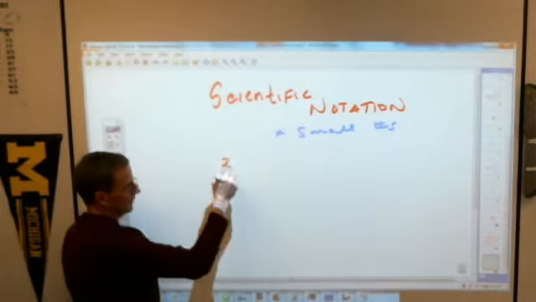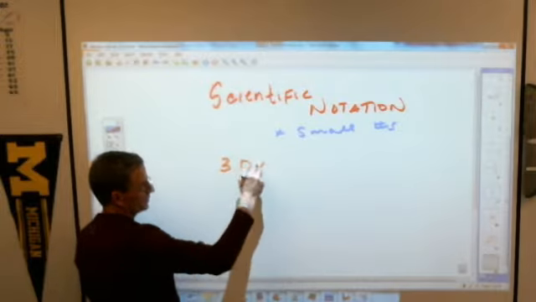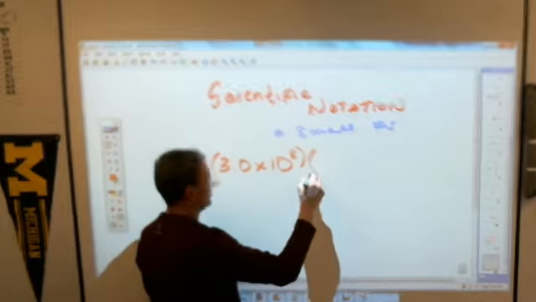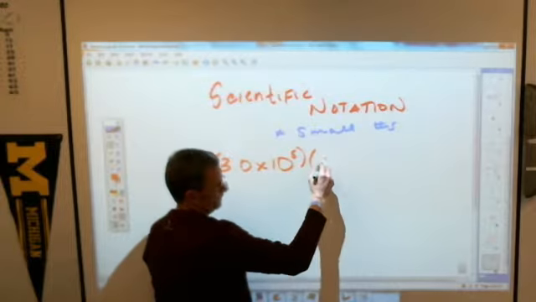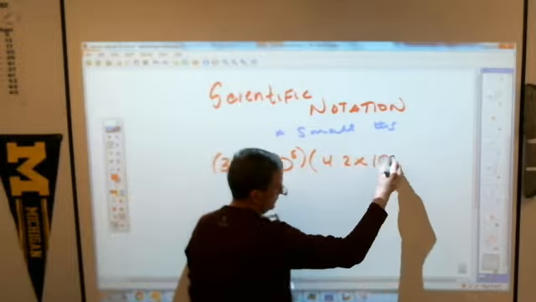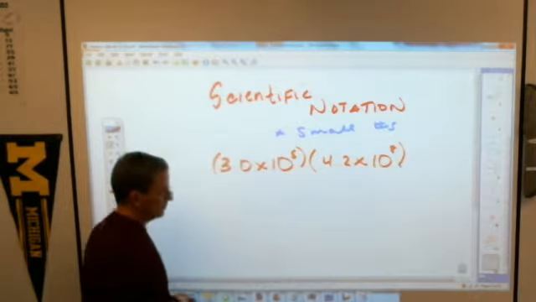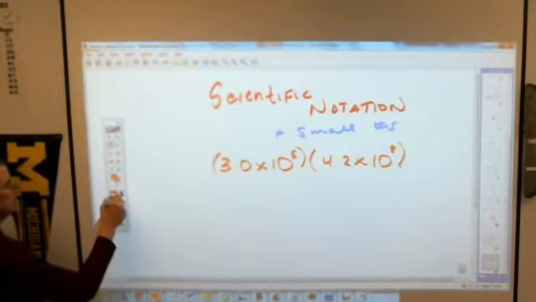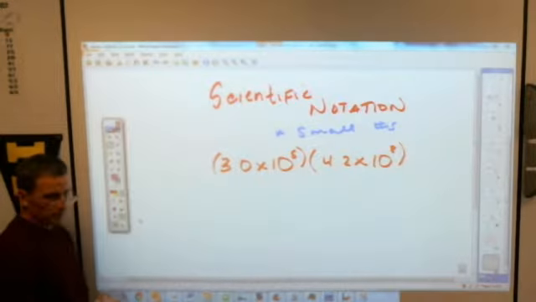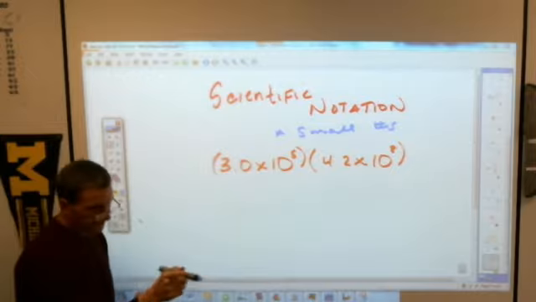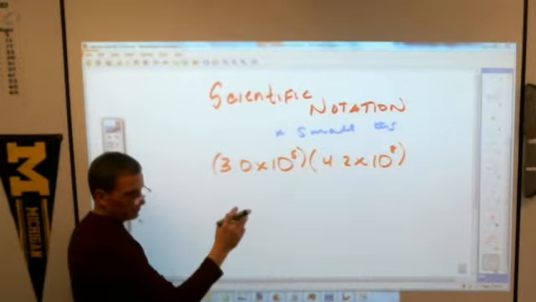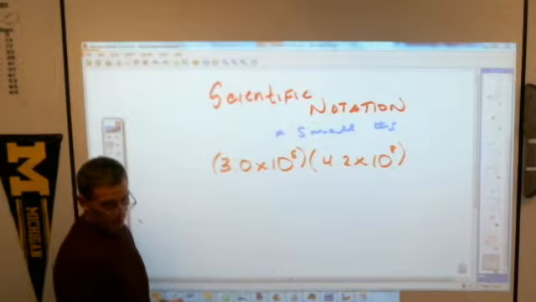Remember doing this, if you had 3.0 times 10 to the 5th power, and you were multiplying it by 4.2 times 10 to the 8th power. Now this is review, so this should not shock you. You remember the fundamental rules here of multiplication? What were they? Somebody help me out. First thing, Grace, is I do what? Your notes are right there. You should actually have this here.